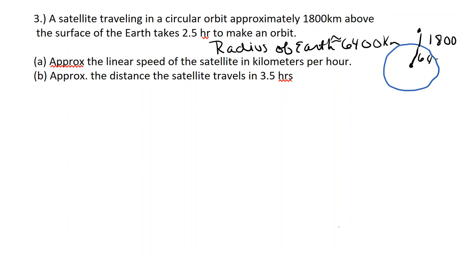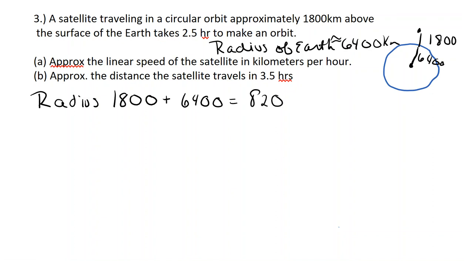So to find the radius, we have to take 1,800 plus 6,400, and that will give us the actual radius, which is 8,200. So now that we know that, it's asking us to approximate the linear speed of the satellite in kilometers per hour.